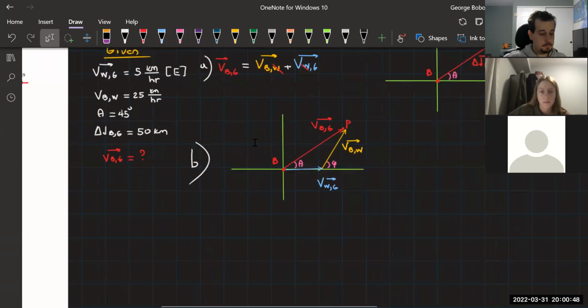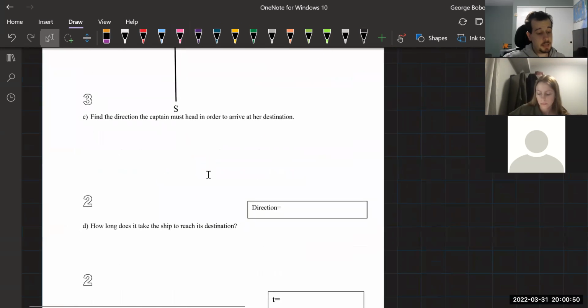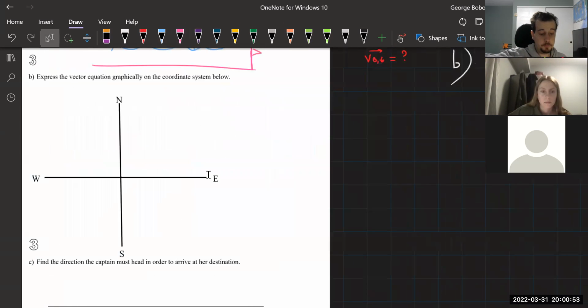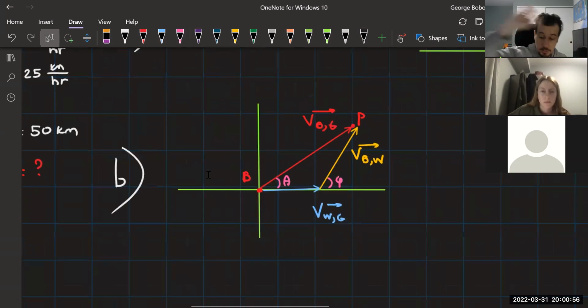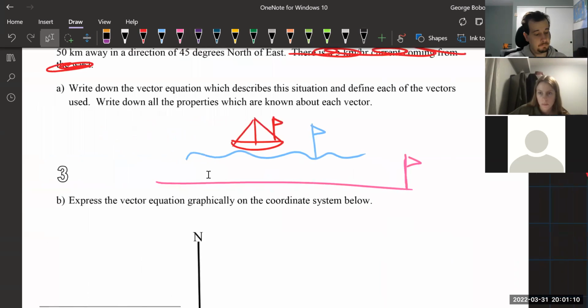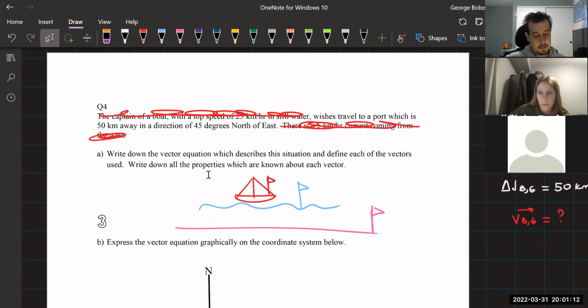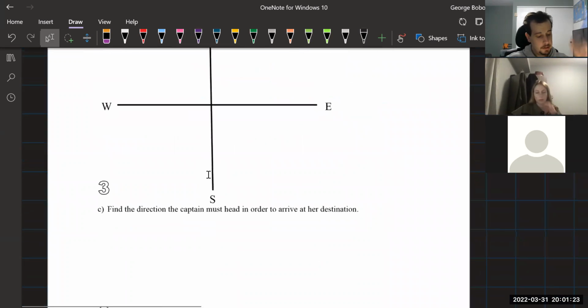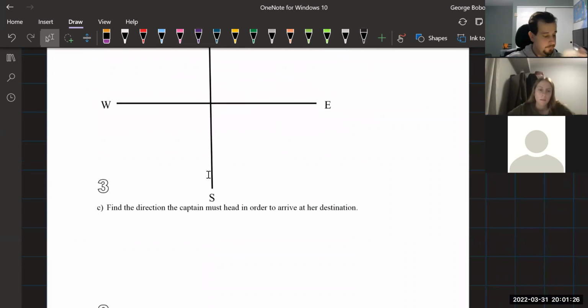Okay. So then they go, find the direction the captain must head. So basically solve for the yellow. The full yellow vector, direction and magnitude. That means I must have the red one and the blue one, but I only have the blue one. Okay, he wishes to travel to a port which is 50 kilometers away in a direction of 45 degrees north of east. All right, write down the vector equation, express the vector equation, and then find the direction the captain must head.